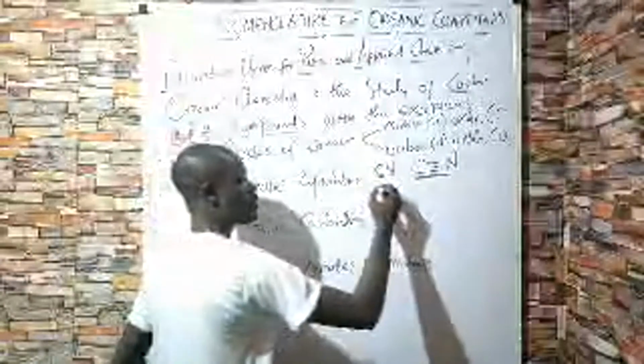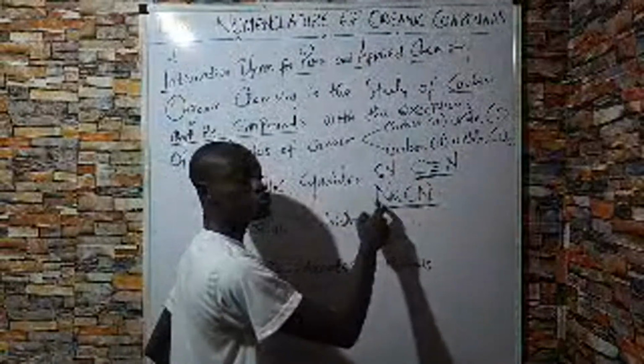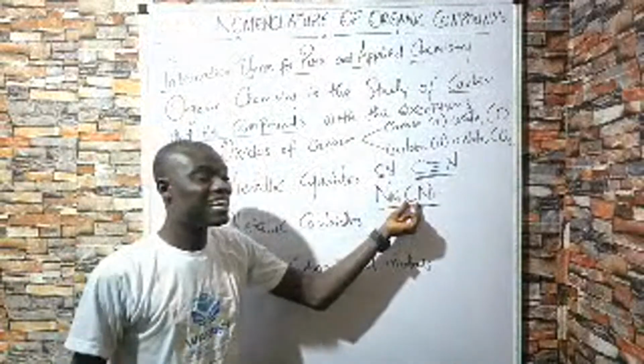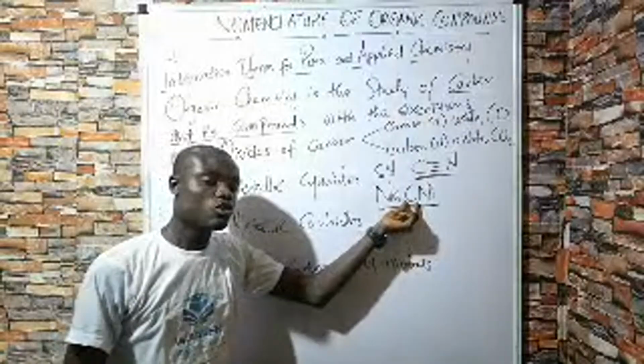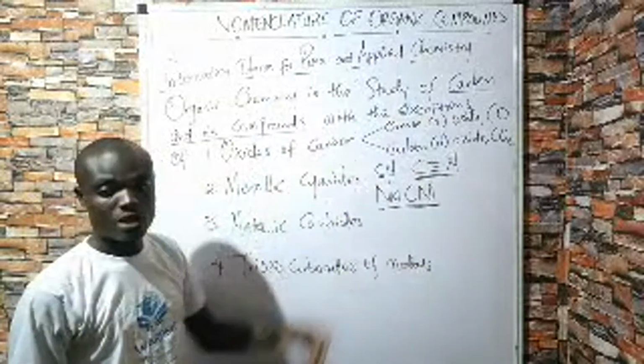For example, we have NaCN. So this is called sodium cyanide. In this case, this compound contains carbon, but it is not an organic compound. So metallic cyanides are not organic compounds, rather they are inorganic compounds.